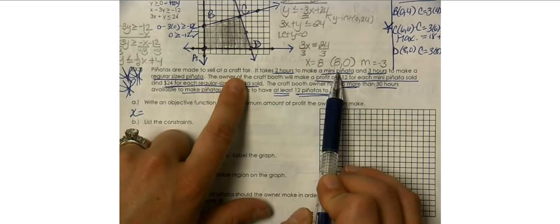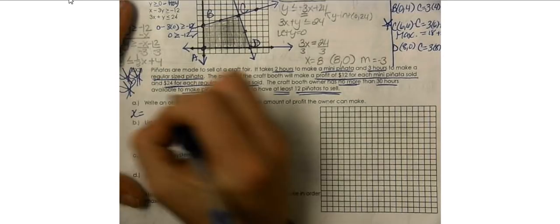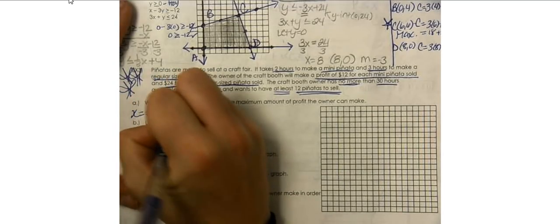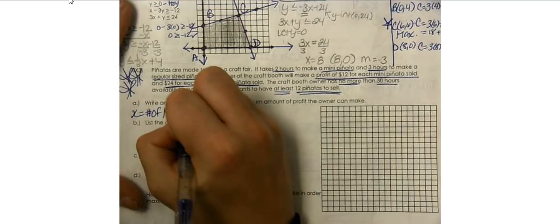Okay. We don't know how many of each type of piñata this craft booth owner is going to make. So that is what our unknown is. How many of each will this person need to sell in order to maximize profit? So my x values are going to represent the number of mini piñatas and y is going to represent the number of regular piñatas.